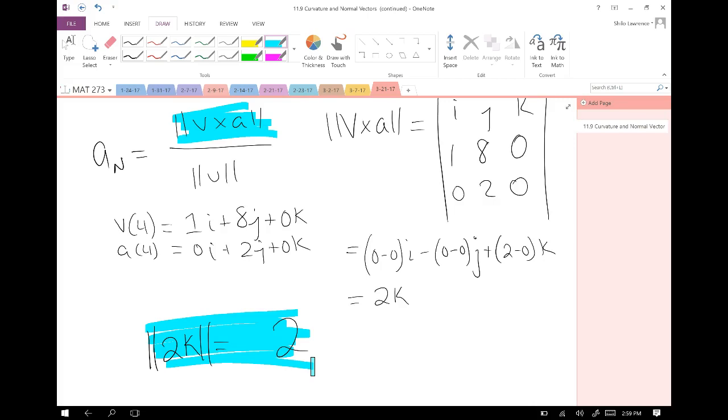In the denominator, we need the magnitude of just our v. V of 4, right? Or just V? Okay. Yeah, v of 4, sorry.